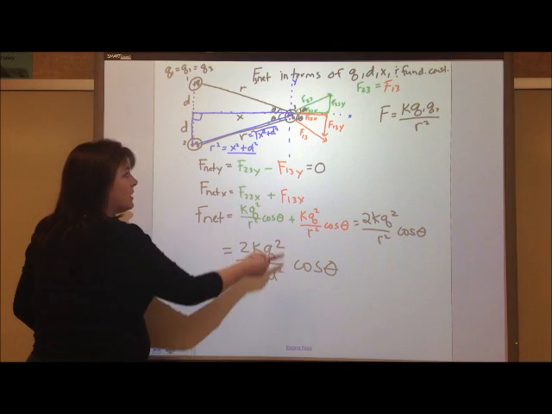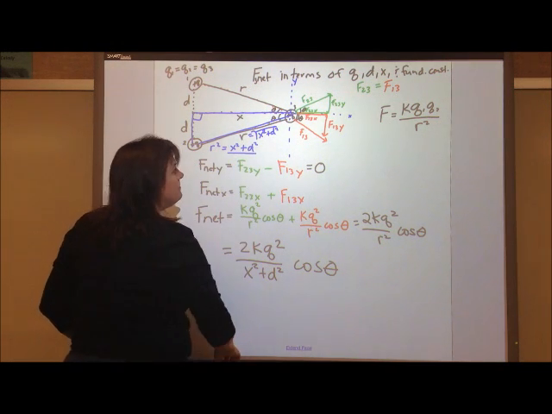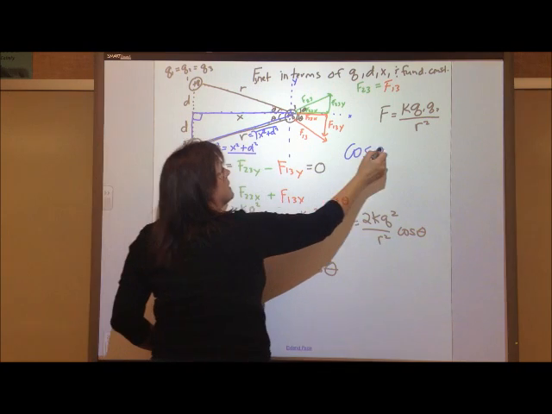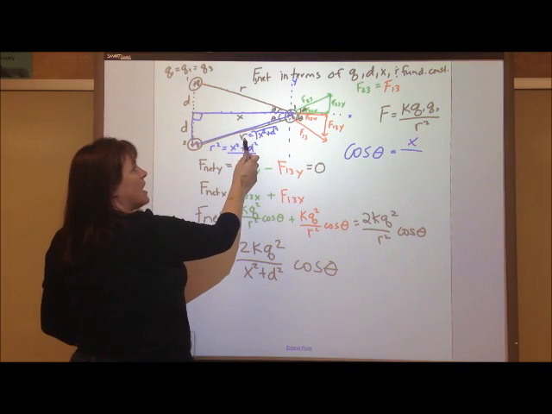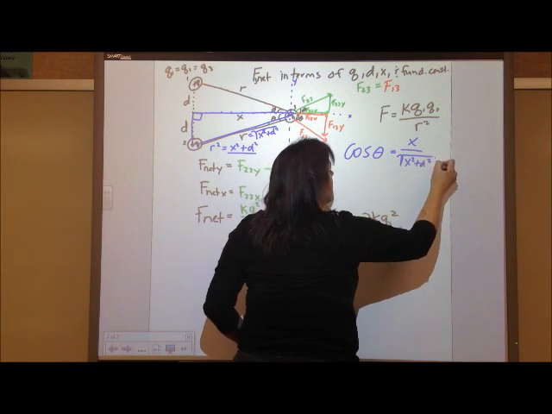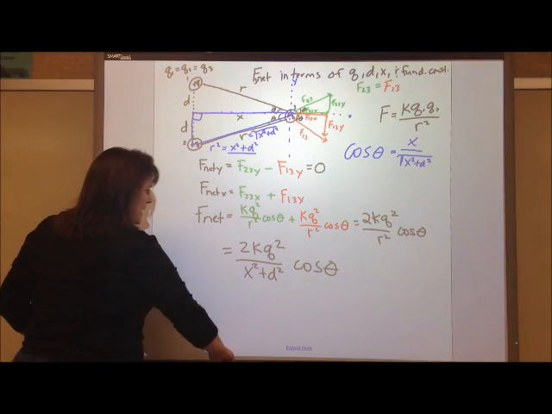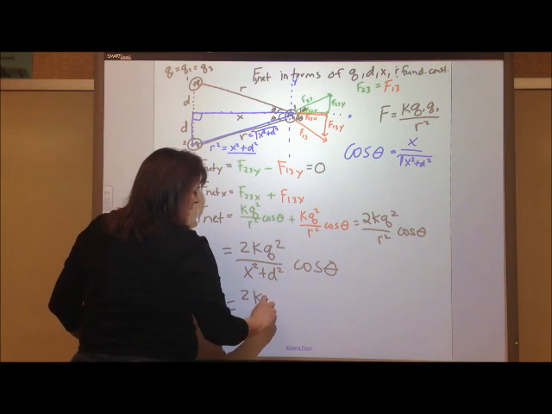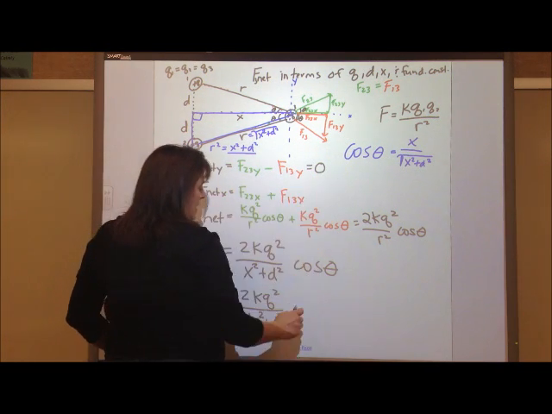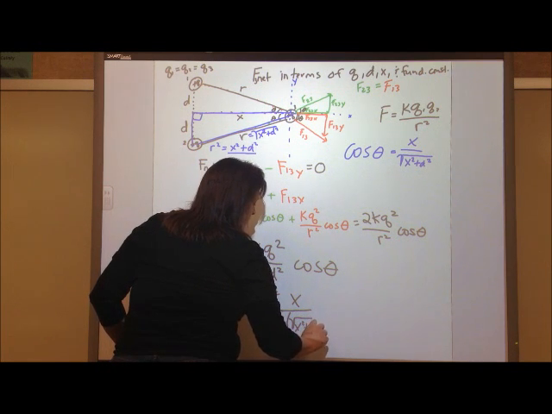Theta is not an allowed variable according to my problem description, but that's okay because I can write theta in terms of this triangle. If I look at this triangle, the cosine of theta is equal to x over the hypotenuse R, and of course R is not an allowed variable, so let's plug that in right away, which is equal to the square root of x squared plus d squared. So now I can get rid of the cosine theta. I can replace it with this quantity, and I end up with 2k Q squared over x squared plus d squared times the cosine of theta, which is equivalent to x over the square root of x squared plus d squared.